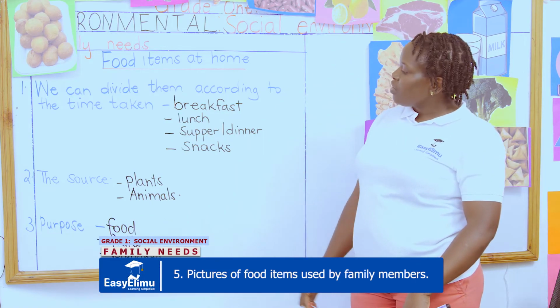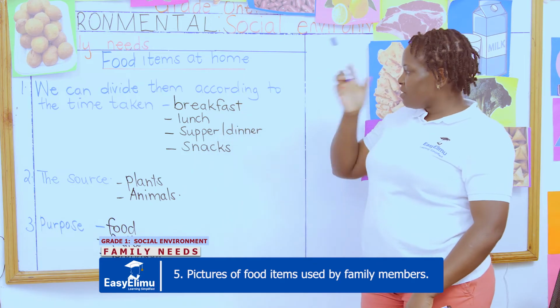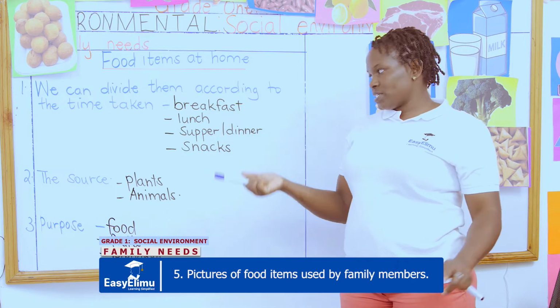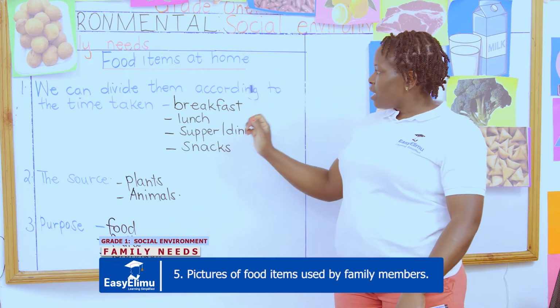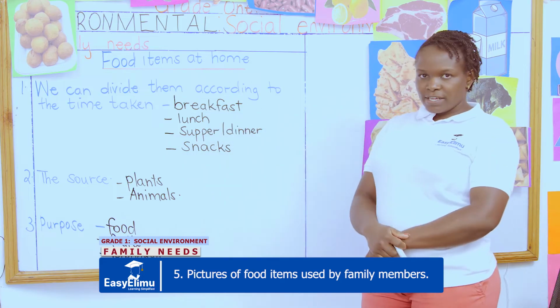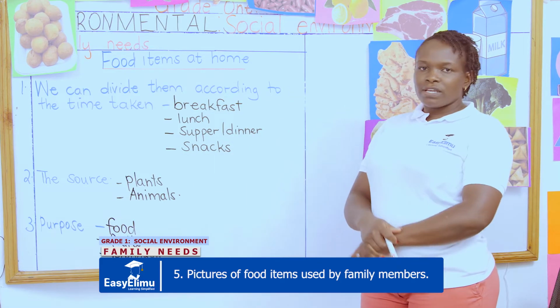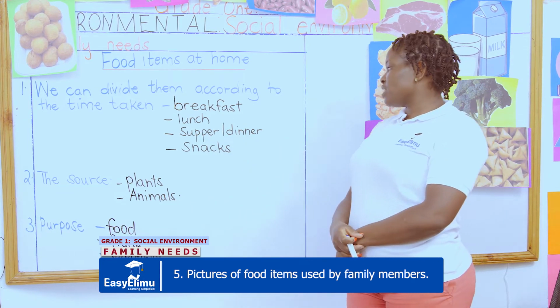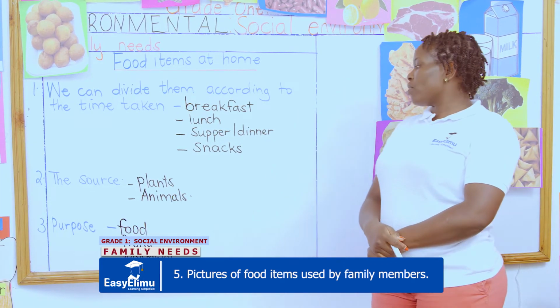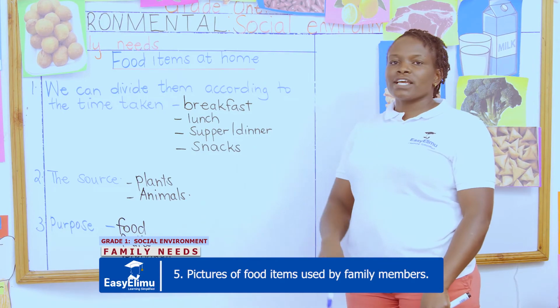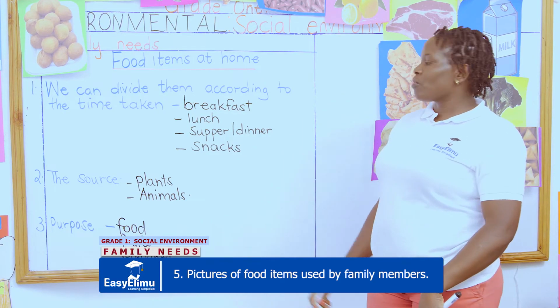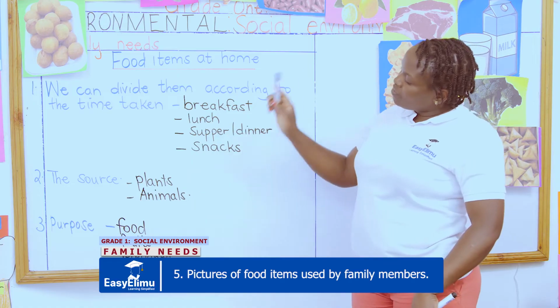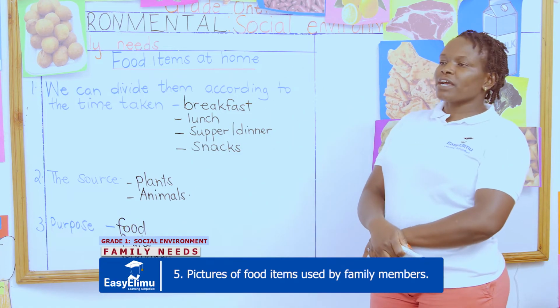So these food items are divided into different categories. For example, according to the time they are taken, those that we take in the morning are called breakfast, those taken at lunch, and those taken in the evening are called supper or dinner. Then we have those taken in between the meals, called snacks. Then we have the source, where they come from.